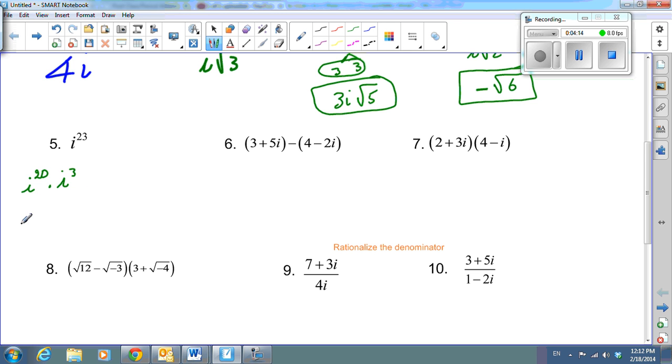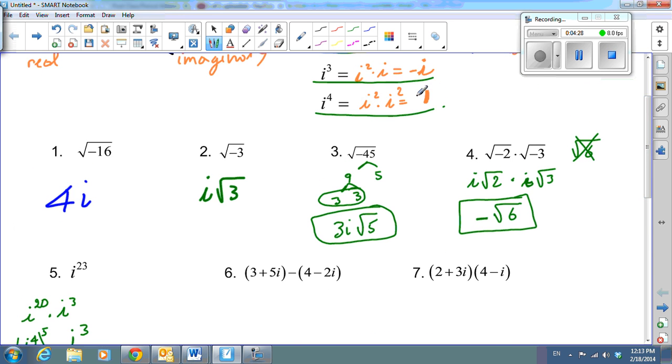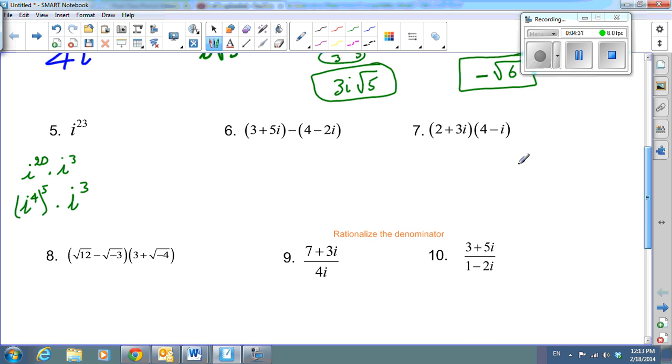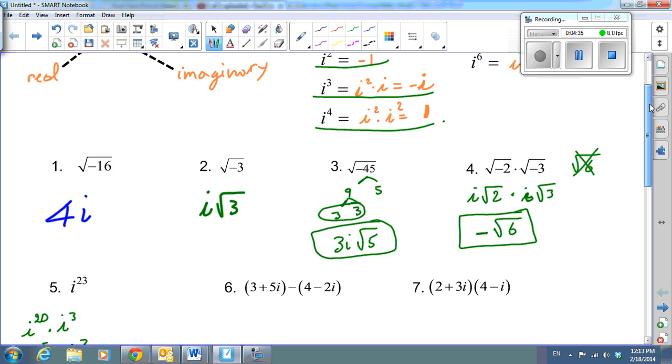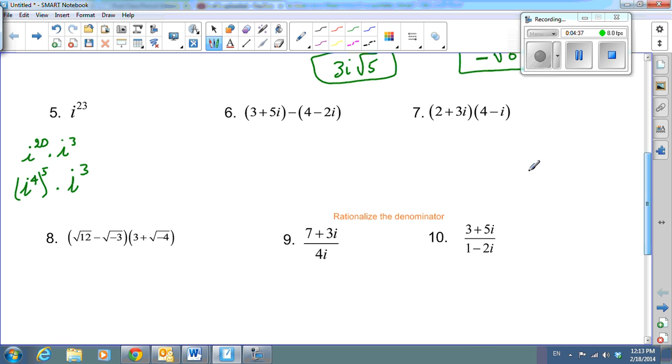But i to the 20 is actually i to the power of 4 raised to the power of 5, times i raised to the power of 3. Anything that has a multiple of 4 as an exponent will give you 1. So this whole thing is 1, and i cubed, as we know, is -i. So your final answer is -i. That's one way of doing it.